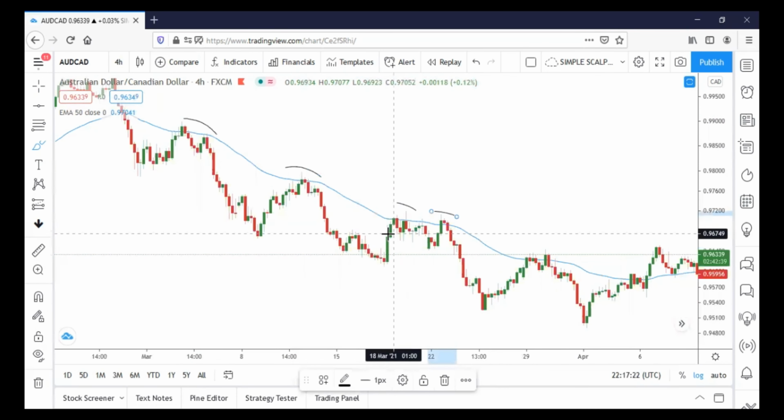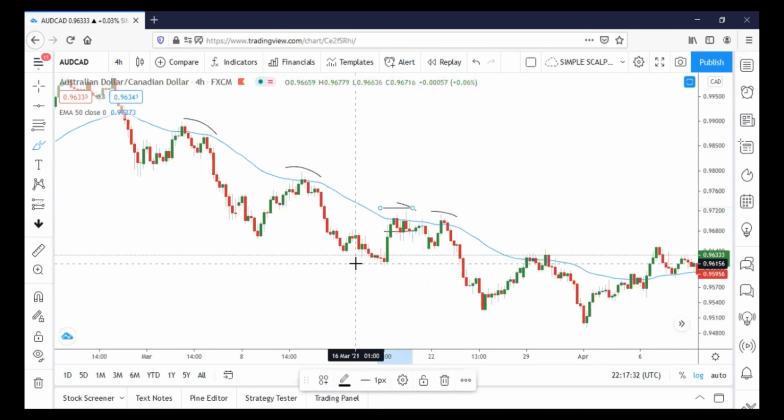So right here we can see we have a candlestick pattern, a bearish engulfing. Then our stop loss is going to be right above here, 3 or 4 pips above, while our first take profit is going to be the last low. Hope this is clear to you guys.